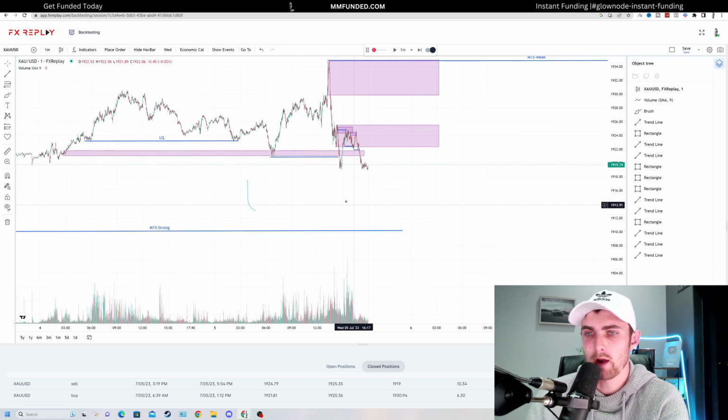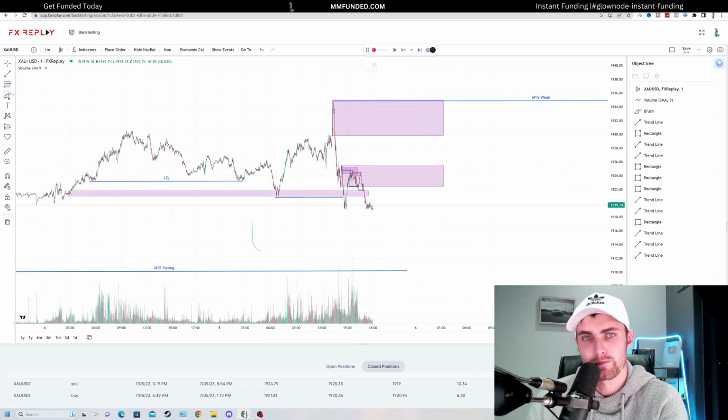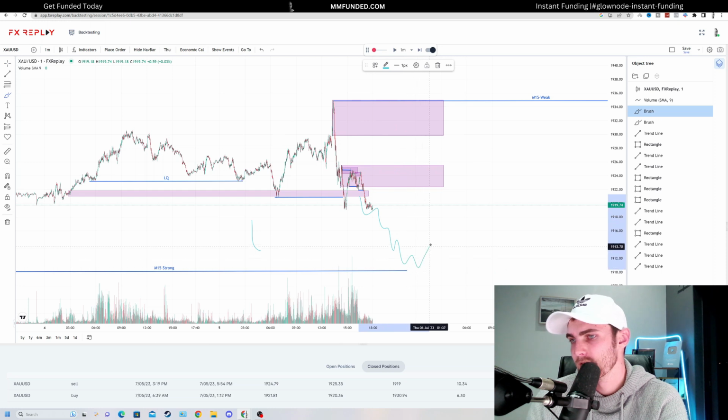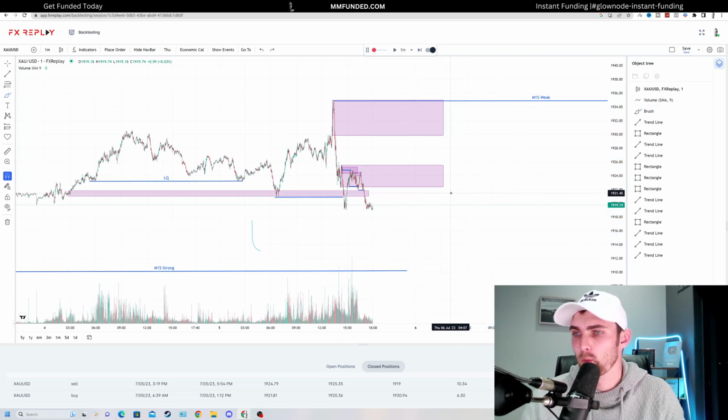After that M15 break of structure to the upside, what can we expect is that overall M15 pullback to continue bearish for a bit, such as so, then have that internal shift to the upside to then continue targeting those M15 weak highs.